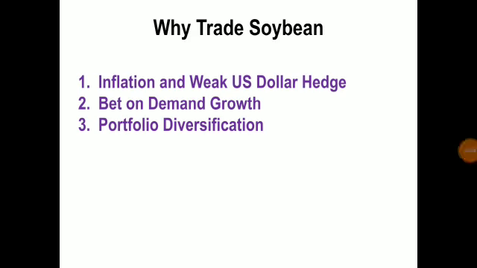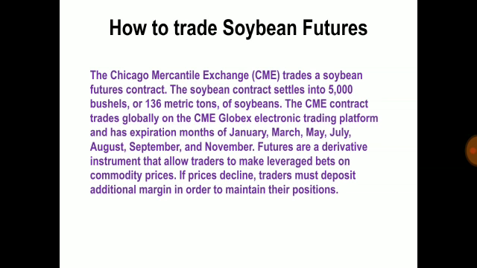How can you invest in soybean? Soybean investors have several ways to invest in commodities such as futures, options, ETF and CFDs. So now let us know how to trade soybean futures. The Chicago Mercantile Exchange trades a soybean futures contract. The soybean futures contract settles into 5,000 bushels or 136 metric tons of soybean. The CME contract trades globally on the CME Globex electronic trading platform and has expiration months of January, March, May, July, August, September and November.